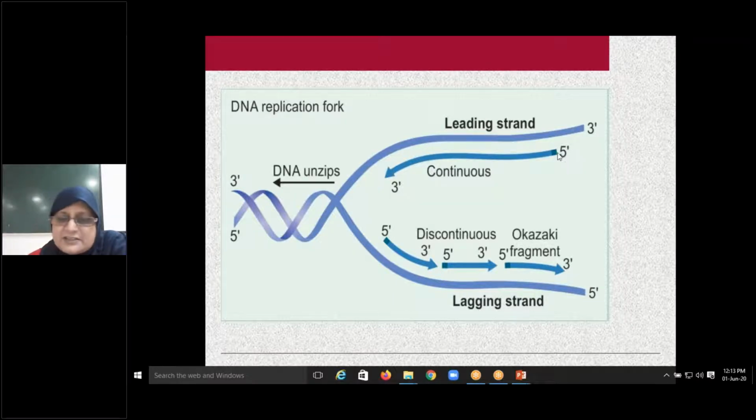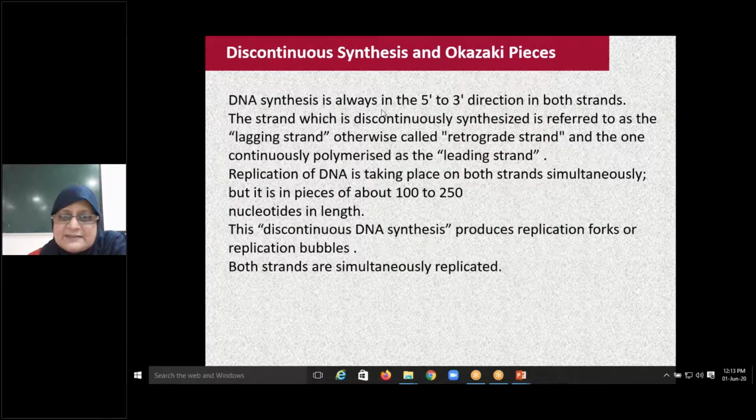Now this synthesis of the strand will not be continuous. So what will happen? DNA synthesis is always in the 5' to 3' direction, on both strands. The strand which is discontinuously synthesized is referred to as the lagging strand, otherwise called the retrograde strand, and the continuously polymerized one is known as the leading strand. So replication of the DNA will be taking place on both strands simultaneously, but in small pieces of 100 to 250 nucleotides in length.